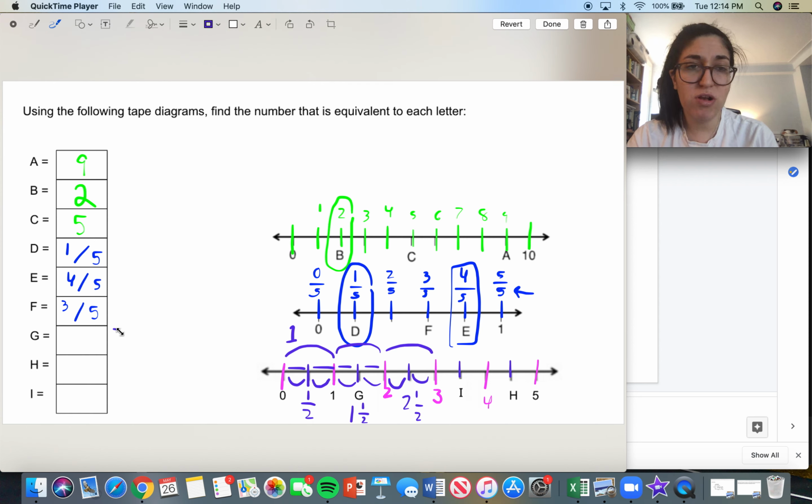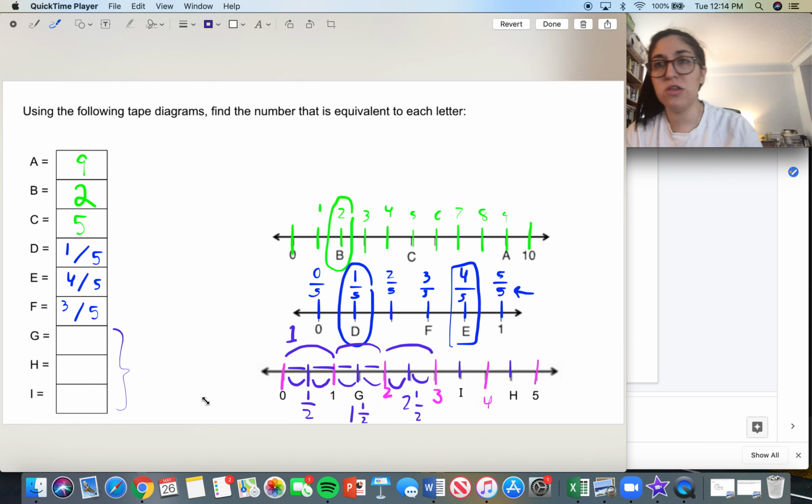So it's going to be your job to figure out what G, H, and I are based on what we've done here. And that's what you're going to submit, in addition to these other things that we've done together. And let me know if you have any questions about that.